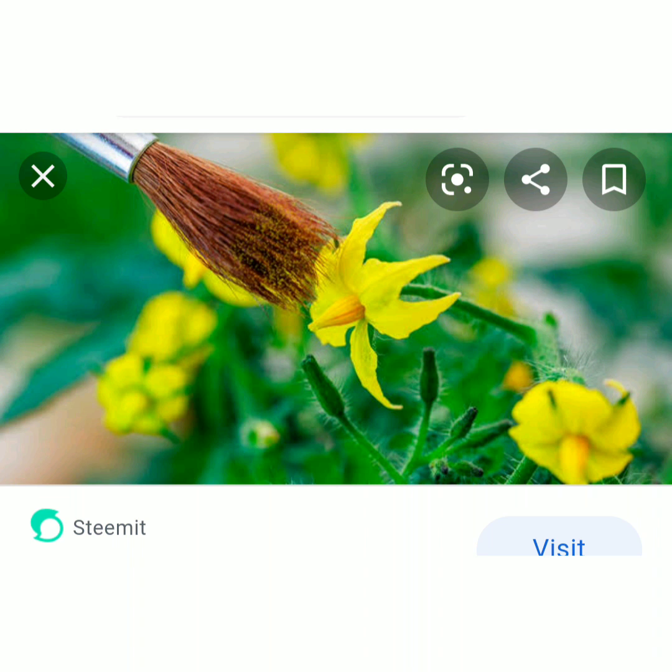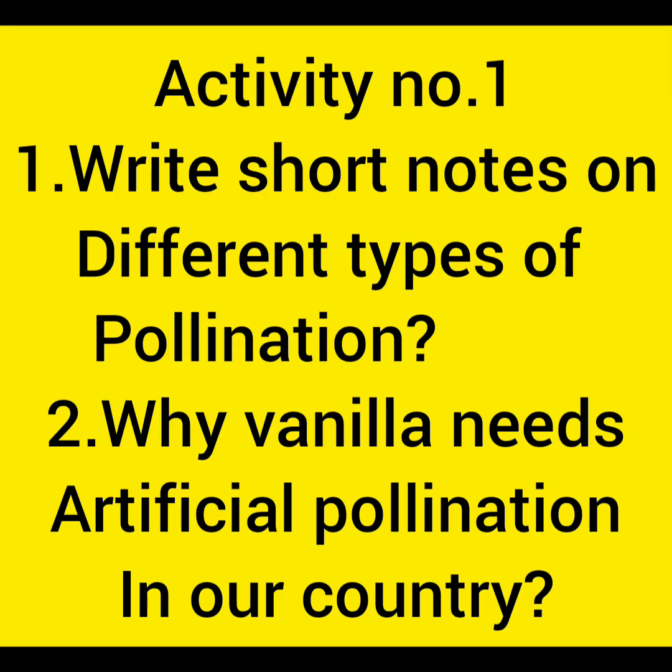Okay. Now here comes activity number 1. Write short notes on different types of pollination. And the second question, why does vanilla need artificial pollination in our country? Okay, these are the two questions you should answer as activity number 1.